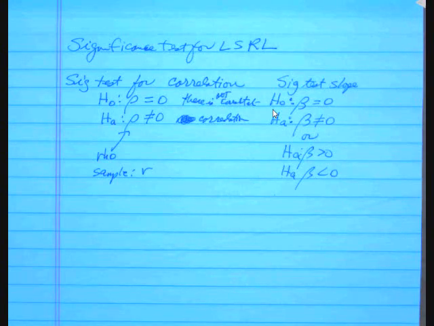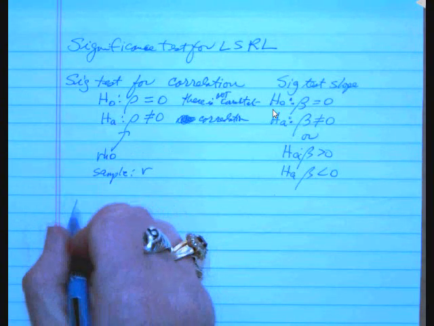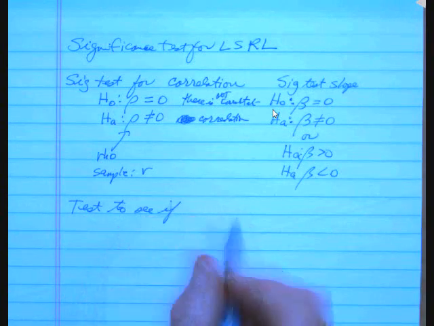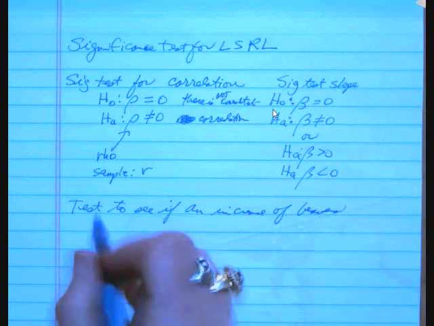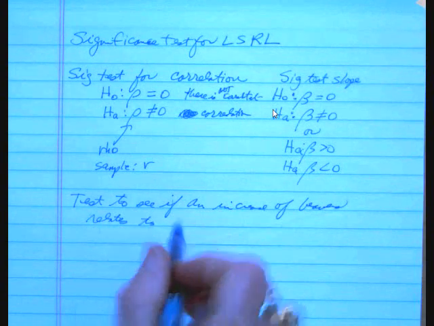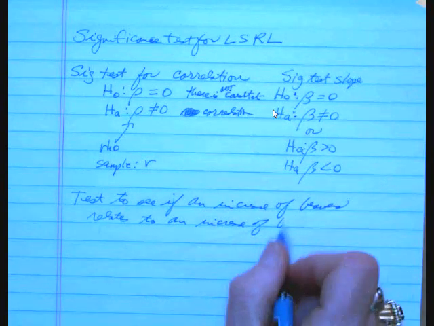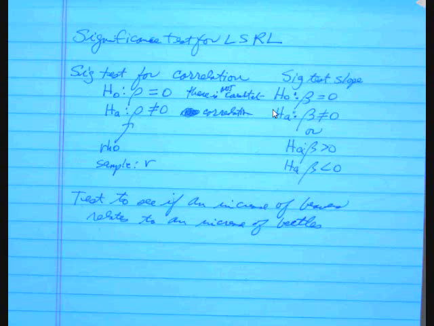Okay. Moving along. What would you like to test for with the beaver data? Do you want to test for correlation? Or do you want to test for whether or not the more beavers there are, the more beetles there are? Or whether or not there is some kind of slope of that line? So you want to test to see if the more beavers there are, the more beetles there are? Okay. So if an increase of beavers relates to an increase of beetles.